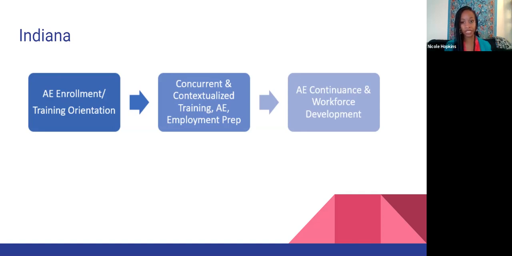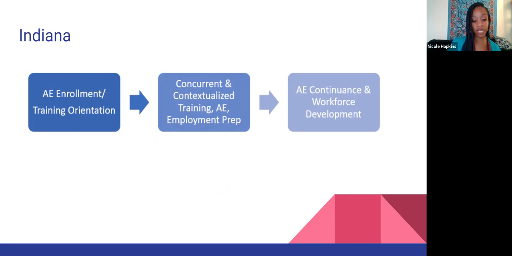Indiana has broken down their IETs into these kind of categories. They do adult education, enrollment, and training, kind of an orientation for their folks. And then they dive into the concurrent and contextualized training, adult education, and employment preparation. And then lastly, they continue on through the length of their programming with adult education and workforce development, again, concurrently.